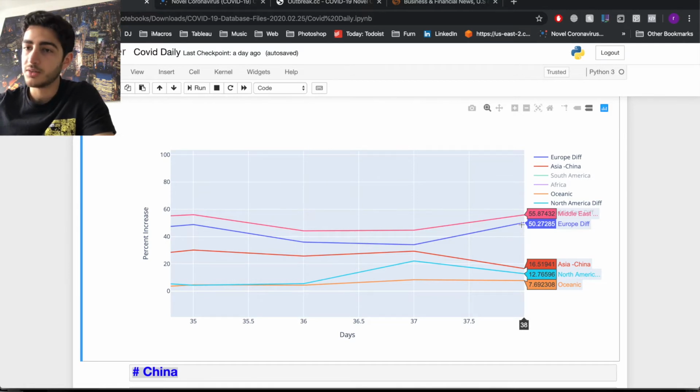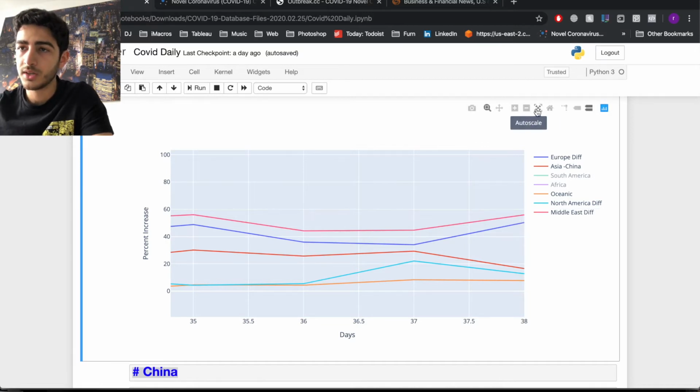At least here in Madrid, there are no restrictions at all. Everything is open. Public gatherings are open. There was El Clasico yesterday, a big football match. So I'm expecting these numbers to keep rising. The percentage increase is probably going to rise as well. Same thing in the Middle East.